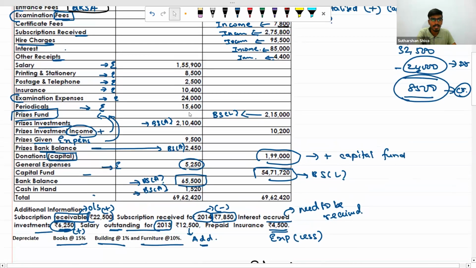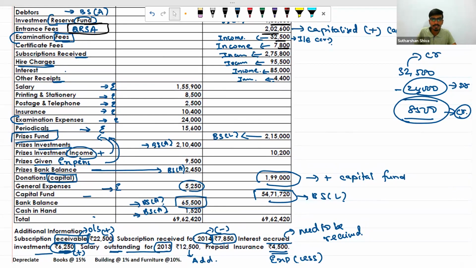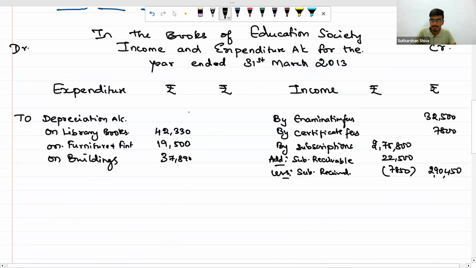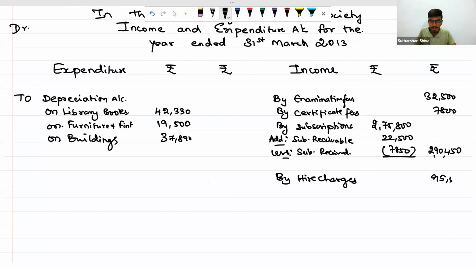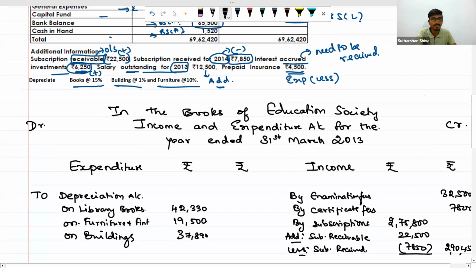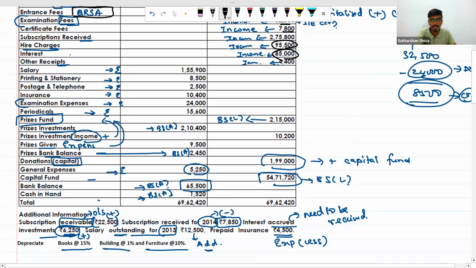And after that, what is the value I will do? Hire charges 95,500, interest 85,000. By hiring charges on this place, what is the hire charges? 95,500. By interest, what is the interest value? 85,000. What is the next thing we are having? Other receipts 4,400.